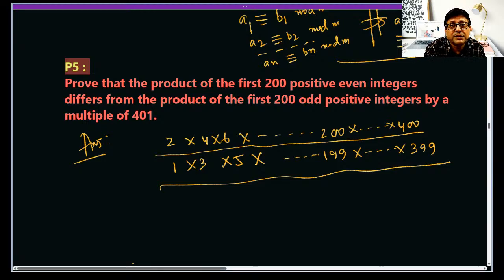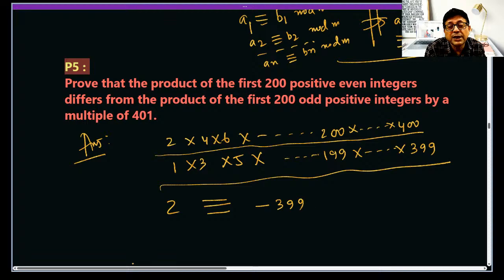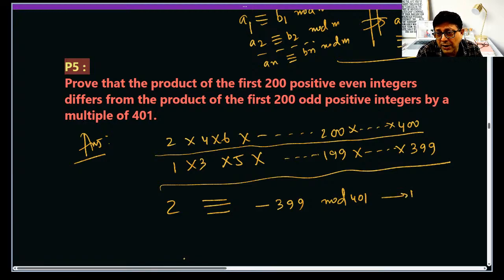So let us start with this product of first 200. 2 congruent with minus 399 mod 401. Have I done correctly? Because their difference, 2 minus minus 399, that is 401, divisible by 401. So this is correct. Isn't it? This is your number 1.